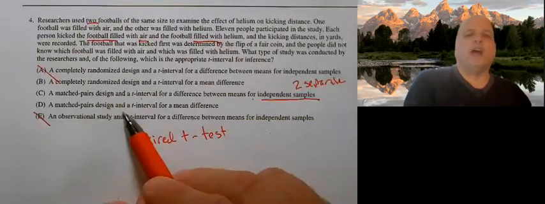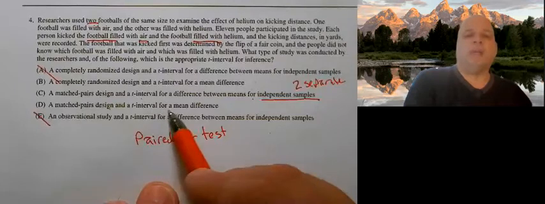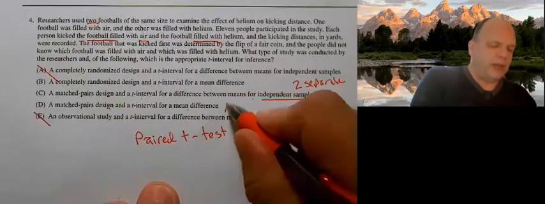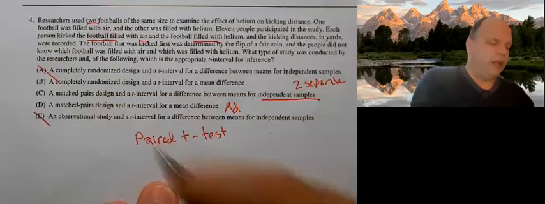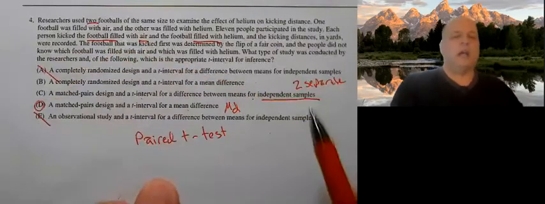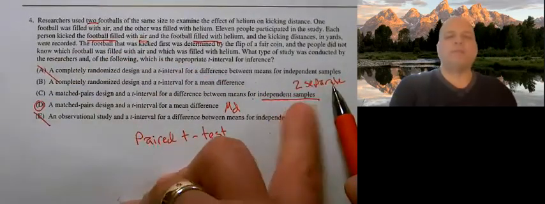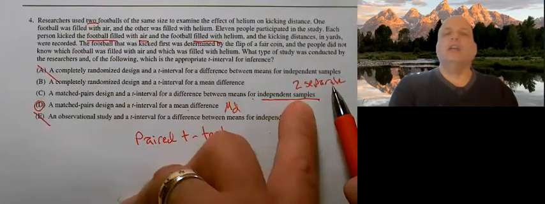A matched pair design and a t-interval for a mean difference. So basically they're saying mean difference, or mu D. This is the case. Now let's go back and clarify a little bit. For C, it'd have to be 2 separate independent samples.